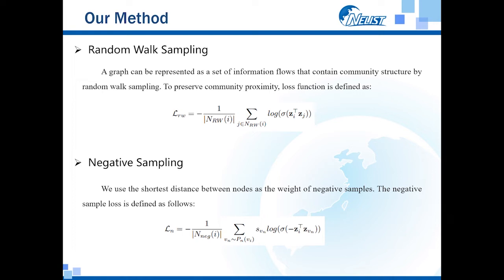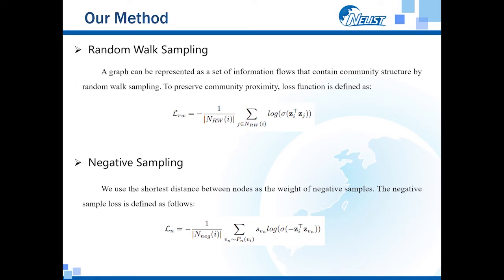Although the structure preserving model can effectively learn low-order graph structure information, it ignores the high-order graph structure information, so we use a random walk to capture the community structure information in the graph. To preserve the community proximity, the loss function is defined as follows.